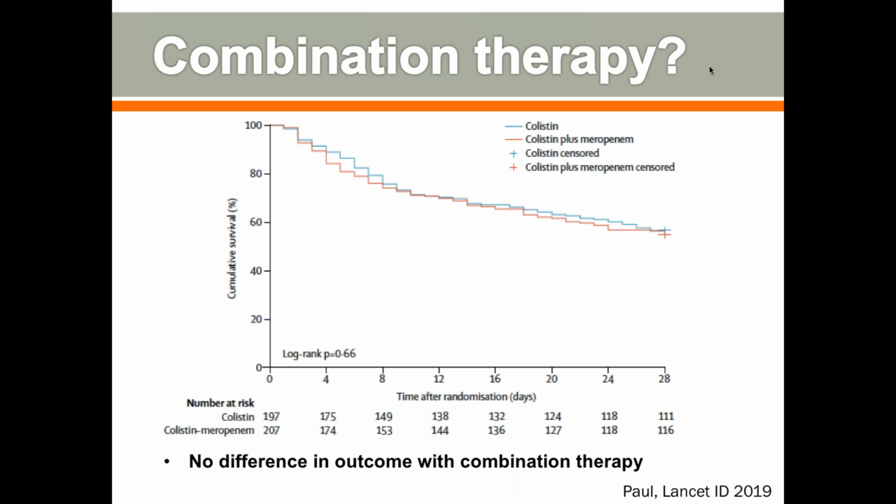There were some questions about the role of combination therapy that got brought up in a previous session. I just wanted to say that there's a lot of debate about this. This is a fairly recent trial that was well done comparing colistin and meropenem to colistin alone. There's really no difference in outcomes between these groups. This group ended up being predominantly Acinetobacter, but there were other drug-resistant infections, and there was really no difference.